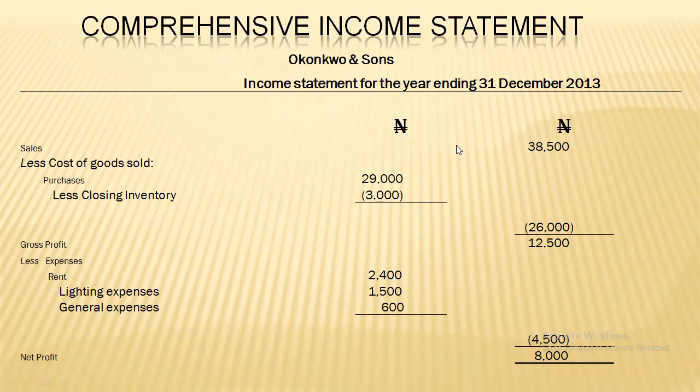So you have your sales. There was no sales return, so our net sales will still be our sales. We have our cost of sales. There was no opening inventory, so we'll subtract the closing inventory from purchases since there was no opening inventory. So when there are items that are not in the formats, you just use the format the way it is. Then you now have expenses. So you add all your expenses, deduct from your gross profit, and that will give you the net profit.